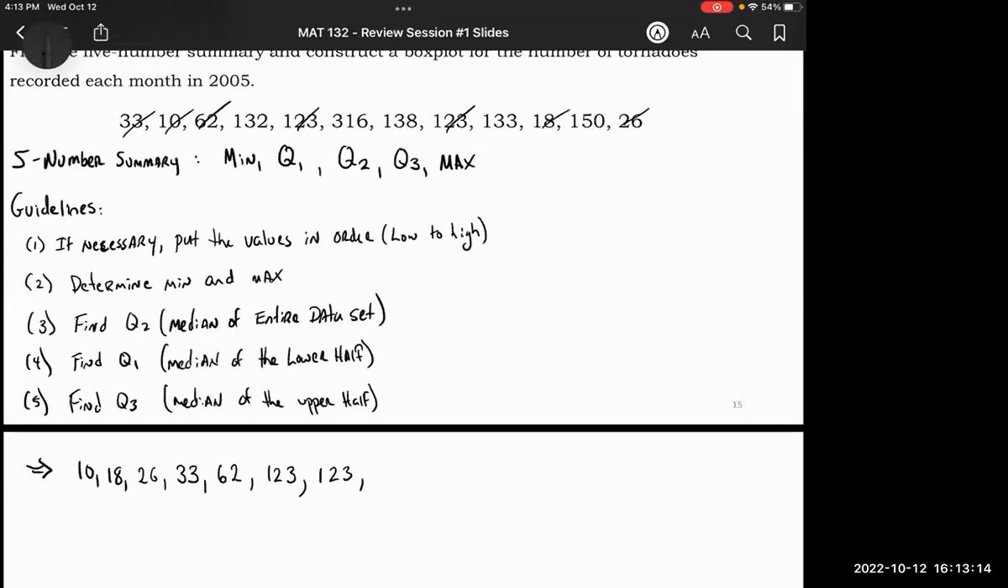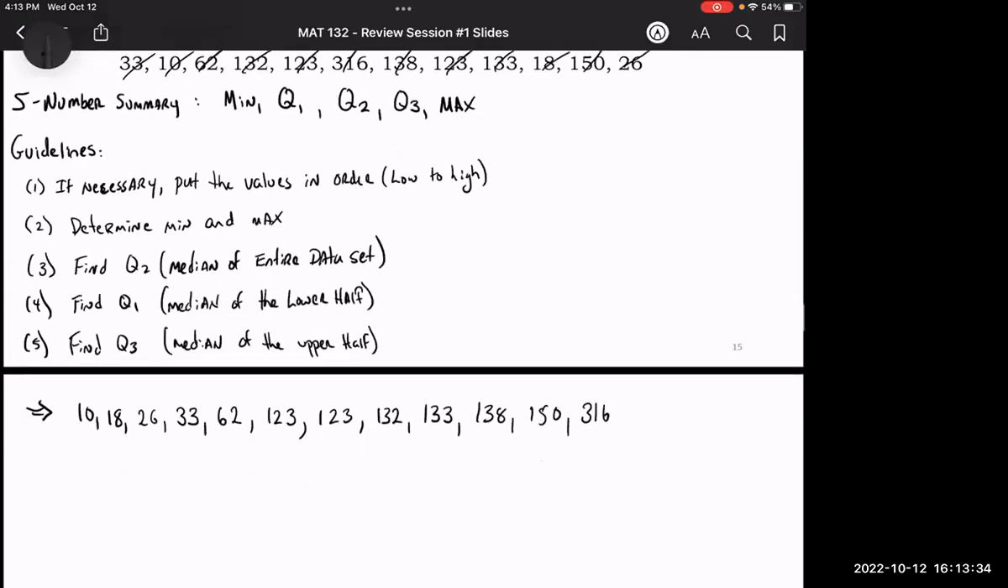Then 132, 133, 138, 150, 316. Okay, crossed everything else out. We got it.